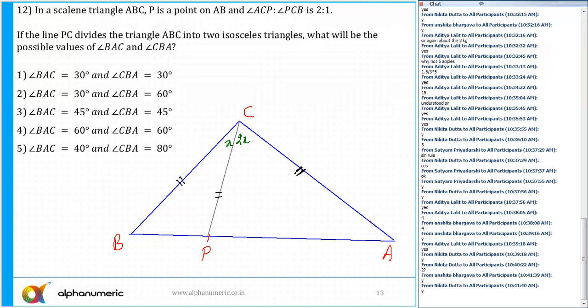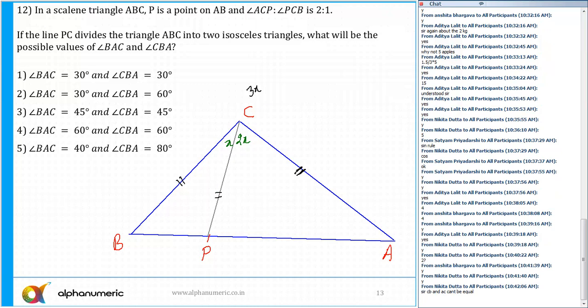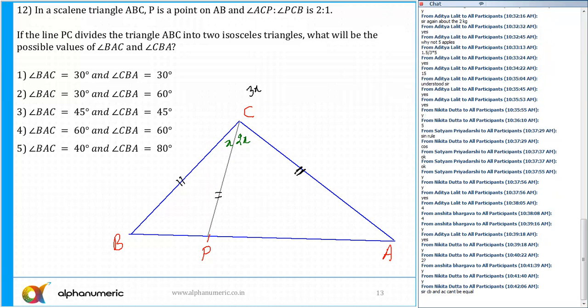Okay, great. Then what will be the possible values of angle BAC? So BAC and CBA. The question is talking about the possible values, so it means there can be multiple possibilities. Here angle C is equal to 3x. Why can't CB and AC be equal? They can definitely be equal. We have discussed a lot of similar questions in the class.